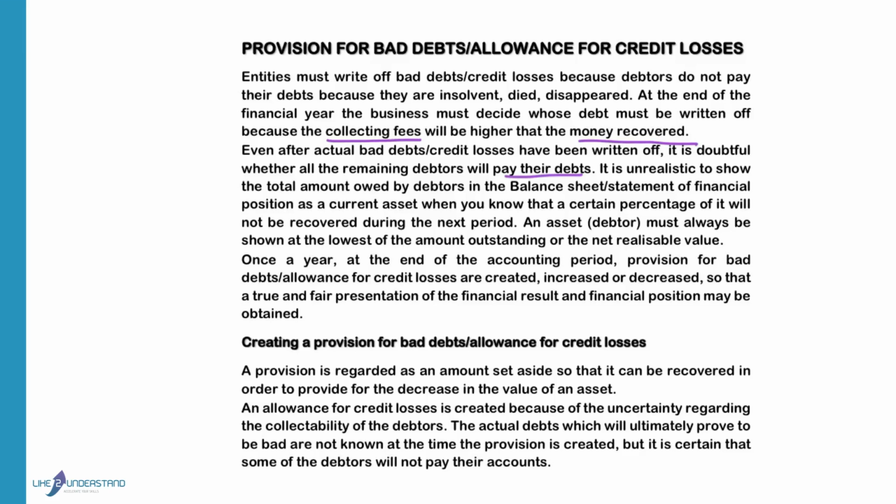Therefore, you will decide that you must reduce this debtors asset to show the amount in the balance sheet at the end of the year at the lowest of the outstanding amount or the net realizable value. The outstanding amount is the exact figure that the debtors owe you. If you think that there are some of the people that are not going to pay you, you have to provide for that, because you can't show your debtors at an amount that's higher than the amount that you will actually receive in the future. So then you will show the amount at the net realizable value. That means the amount that you think you will recover from the debtors in the future.